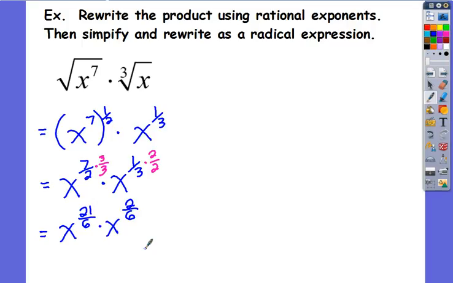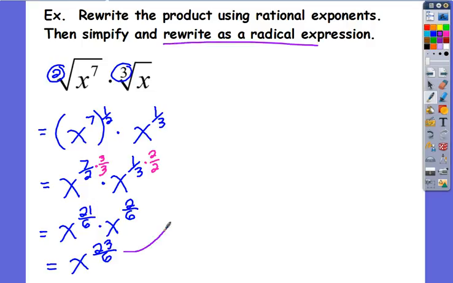Now that I have the same base, I can go ahead and add my exponents. So this would be x to the 23rd over 6 power. So, okay, I couldn't combine these under the same radical originally because I had different indices, but if I use rational exponents, I ended up combining them. So the last part here is, could I rewrite this then as a radical expression?